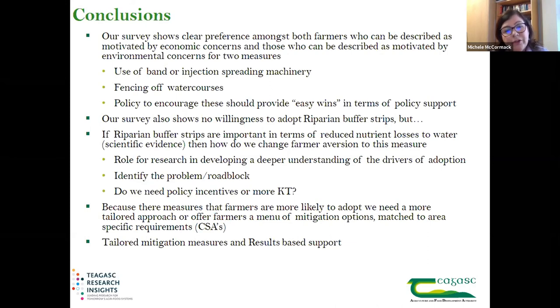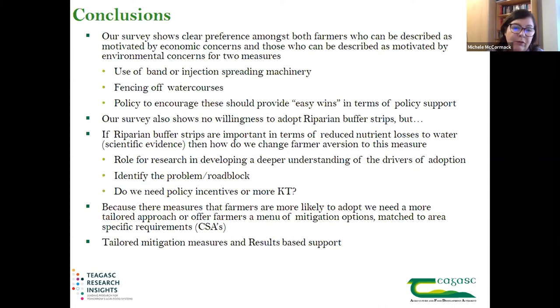But our survey also showed that there was no willingness to adopt riparian buffer strips. And what we can say from that is that if riparian buffer strips are seen to be important in terms of reduced nutrient losses to water, and if there is scientific evidence, then how do we change farmer behavior, and how do we encourage farmers to adopt this measure?